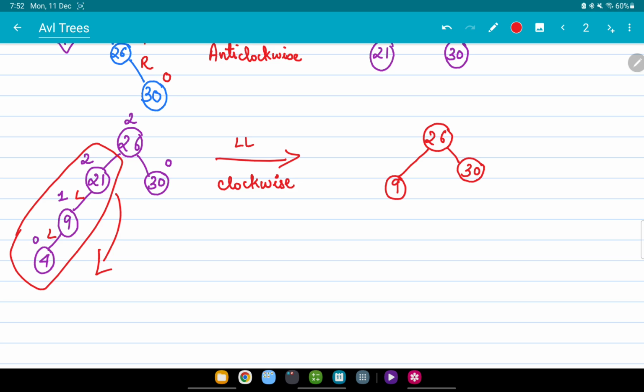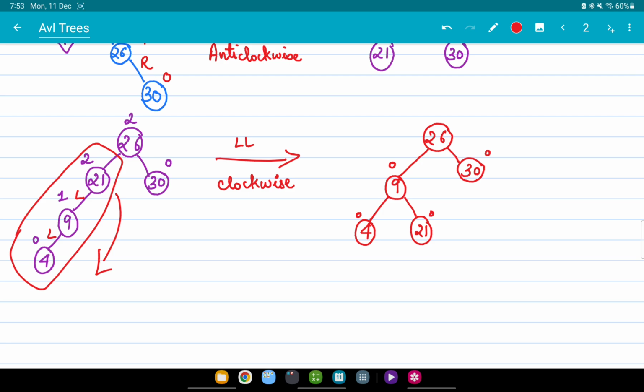9 gets pulled to the top and gets attached to 26. And 21 will be pulled down, coming onto the right side of 9. And 4 will be as it is onto the left side of 9. So when you perform clockwise rotation on this, this is how your tree is going to look. Now check the balance factors. The balance factor for the bottom ones is 0. For 9 also it is 0 because 1 on the left side, 1 on the right side. So 1 minus 1, 0.